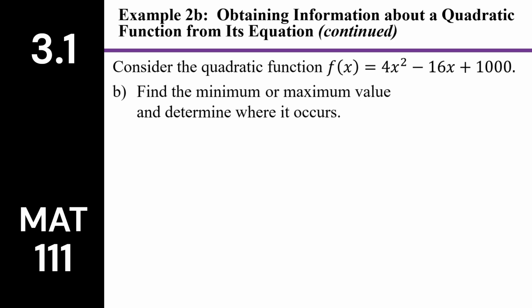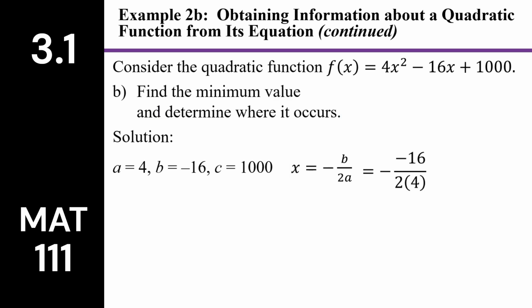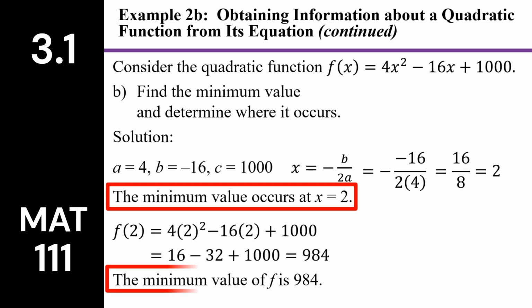For part B, we want to find that minimum or maximum value, and we know that we are now looking for a minimum value. To determine where it occurs, we take our values for a and b and substitute them in for negative b over 2a. We substitute and simplify, and that gives us a value of 2. So the minimum value occurs at 2. Then we find f of 2 by substitution, and that tells us that the minimum value of f is 984.